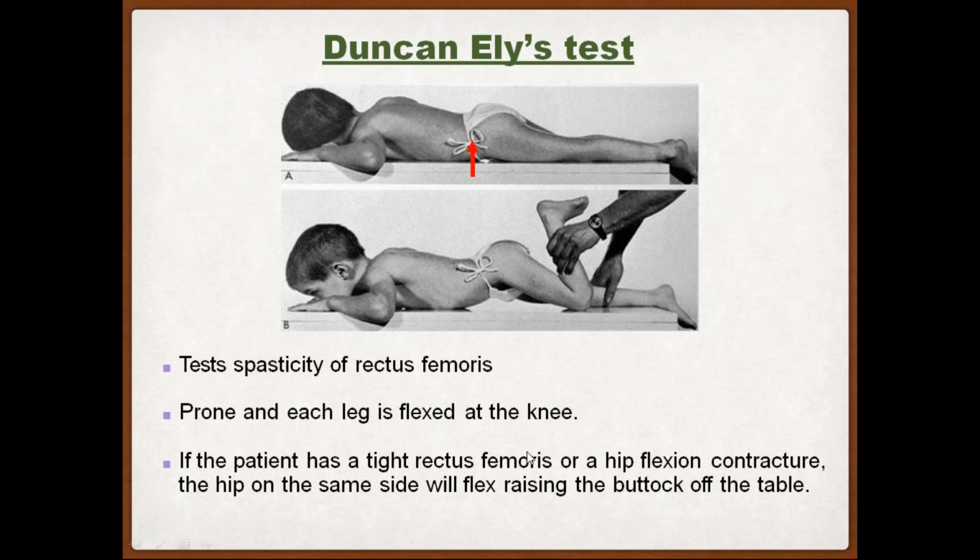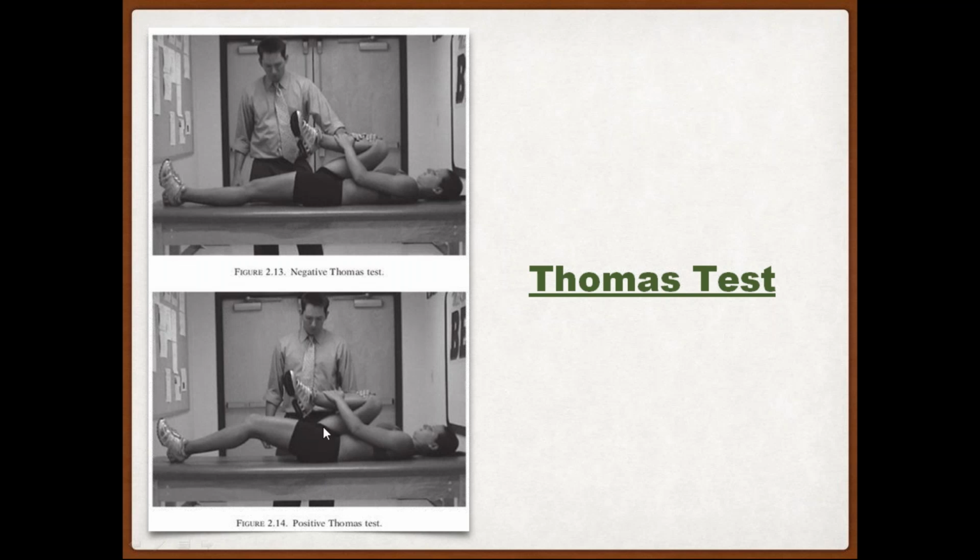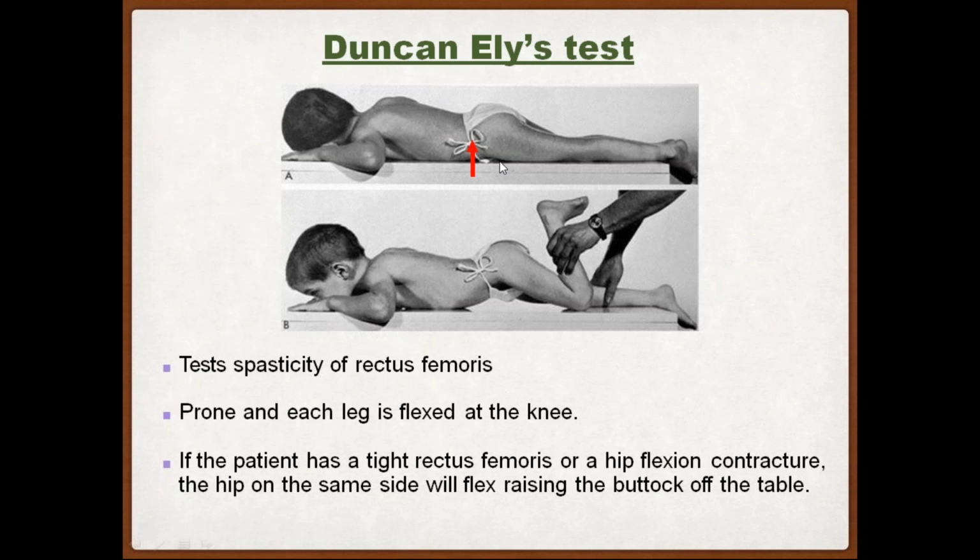In the Duncan-Ellis test, we come to know about the rectus femoris. Whenever there is rectus femoris tightening, the rectus femoris, which arises from the anterior inferior iliac spine and inserts into the patellar tendon, will be very tight. If we flex the knee in the prone position, it will contract and cause elevation of the hip from the couch. Normally we will not find this, but in contractures we will find elevation of the buttocks. This tests the spasticity of the rectus femoris.